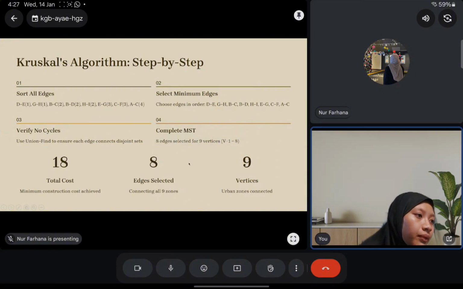The 8 edges are formed from 9 vertices. So V is 9, and minus 1, it becomes 8.